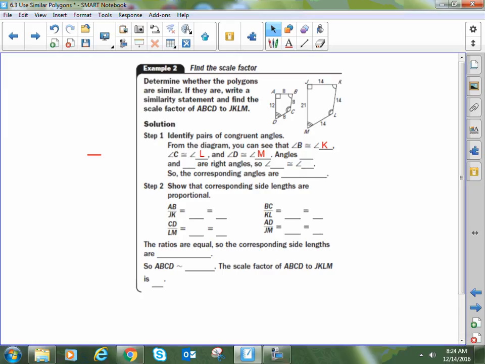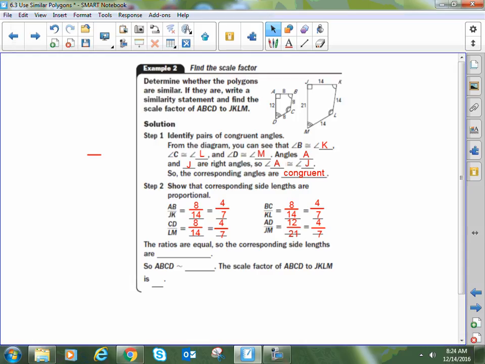So identify the corresponding angles. That's pretty easy based on how it's named and how the diagram is given to us. So here we're just identifying that all of the corresponding angles are congruent, which is technically half of the definition of what similarity is. Now we're going to look at the ratios of all of the corresponding sides. Well, if you look at the ratios of all of the corresponding sides, they do all simplify to be the same ratio, 4 over 7.